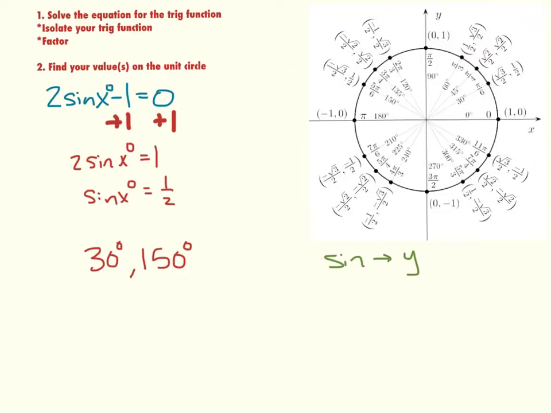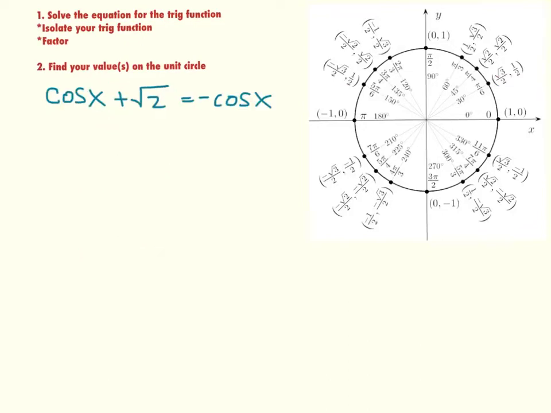Now, if you were to think backwards on this, that's just like asking, what's the sine of 30 degrees? You would have gone to 30 degrees, looked at the y value, and it's 1/2. All right. So let's keep going.